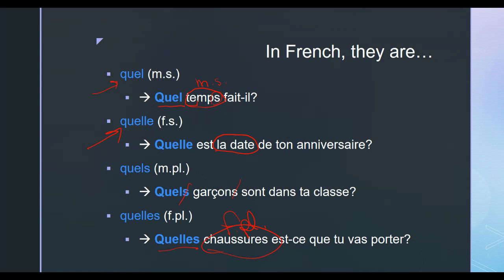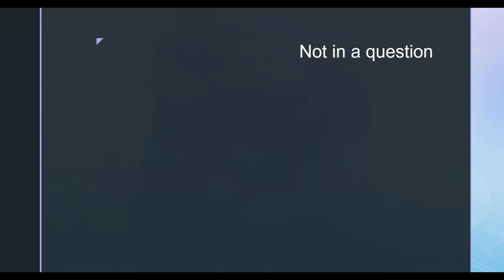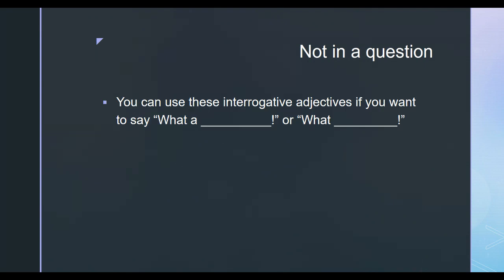Okay. Now, the next thing, again, this is the time when it is not in a question. You can use these interrogative adjectives if you want to say what a. All right, like, oh my gosh, what a terrible day I'm having. Or what a beautiful day it is outside. Let's go for a walk. Okay, so again, this is times where you can use these quels, but it's not a question.